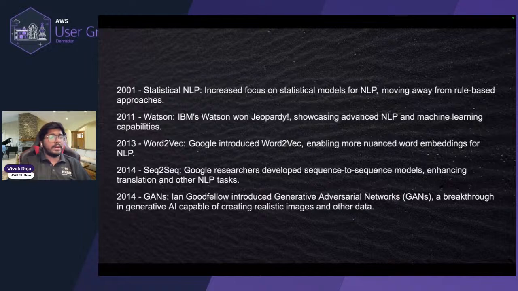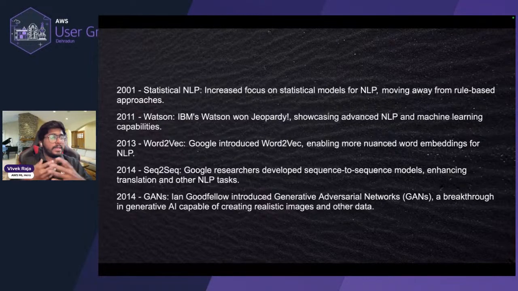Then a lot of things happened in 2011. NLP was gaining a lot of traction, and I've skipped a lot of other stuff in between. IBM's Watson won Jeopardy, a show you might be aware of. In 2013, one very interesting thing happened: Google introduced Word2Vec. That is where word embeddings really took place. When you give a sentence, it is converted into a vector. That's called word embeddings.